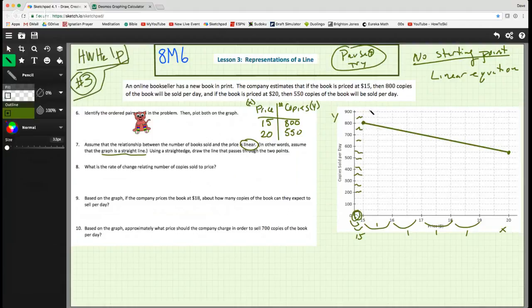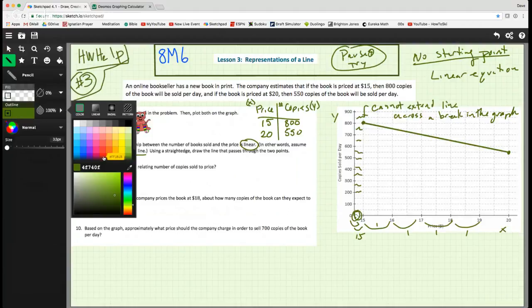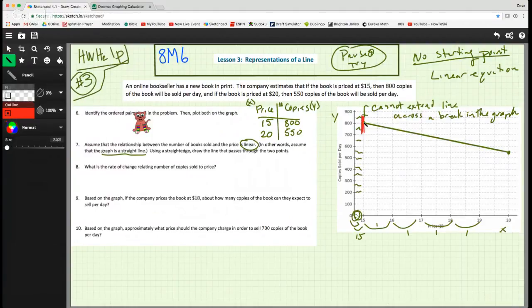So you cannot extend the line. You cannot extend the line across a break in the graph. Okay, so we cannot do that. We have to stop here. Let's just put this nice red stop sign. We have to stop right here.